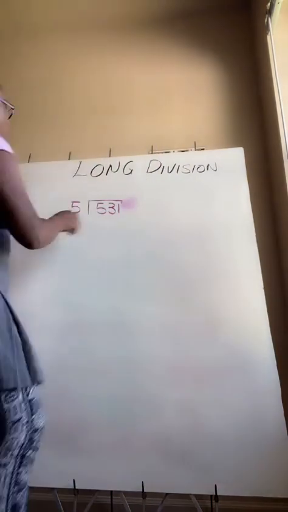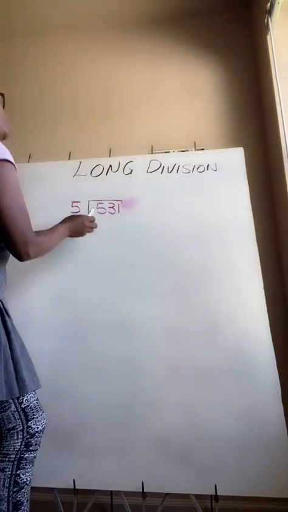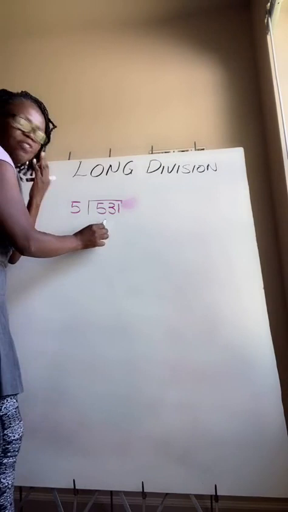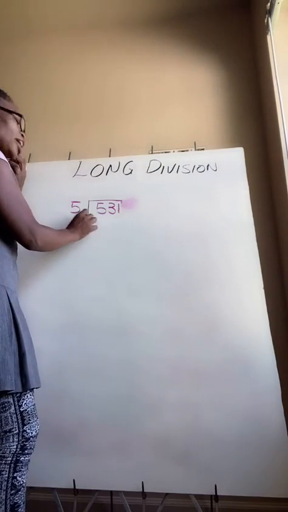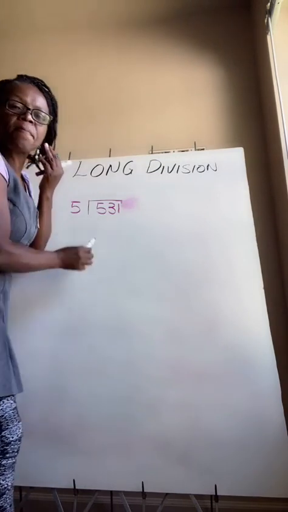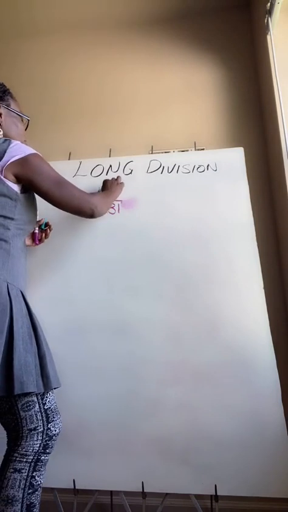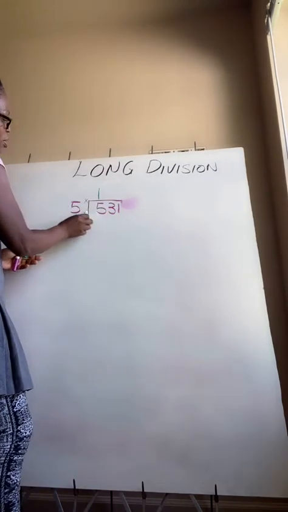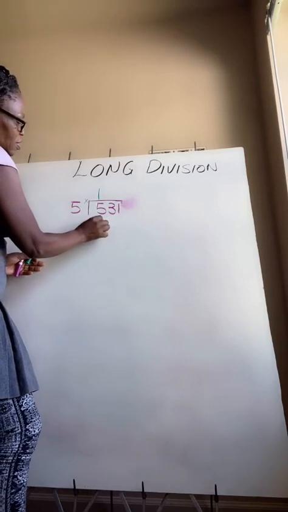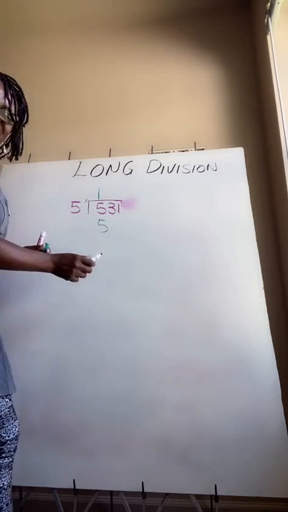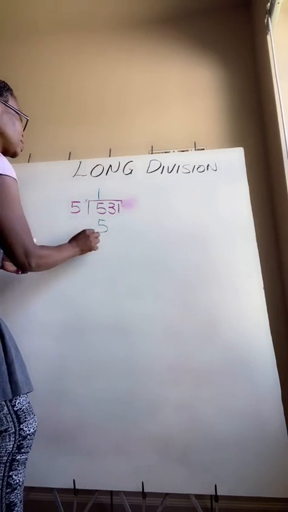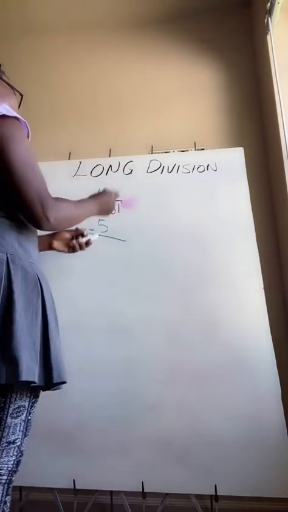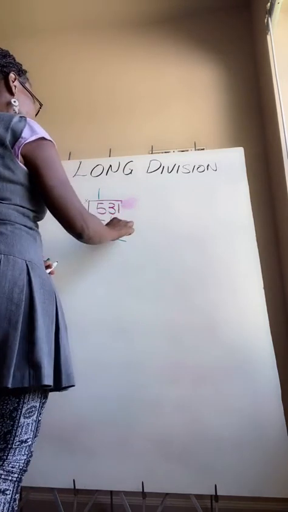So, first we say how many times does 5 go into 5? 1 time. And then we say 1 times 5. Right? Yes. And then we bring down the 3.